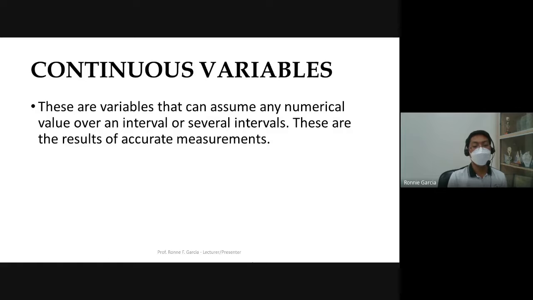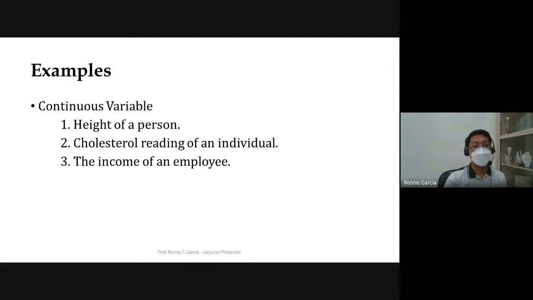On the other hand, continuous ang tawag sa iyahang variable kung dili siya discrete. These are variables that can assume any numerical value over an interval or several intervals, meaning pwede na siya mag-decimal, or half, or three-fourths na fraction. These are the results of accurate measurements. Example, katong mga i-classify niya ang mga estudyante according to height, na may mga point something. So height is a continuous variable.